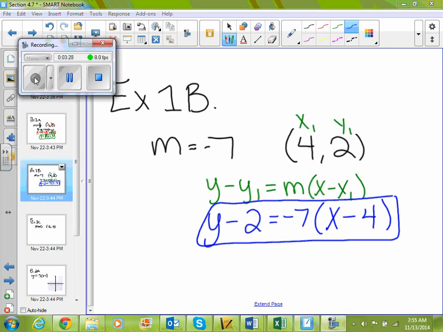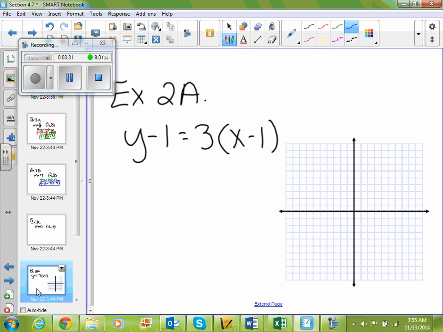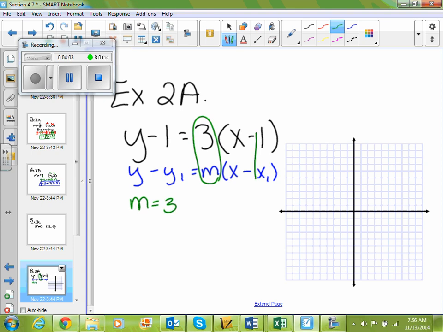The second part of this assignment asks us to graph equations in point-slope form, and so that requires us to think backwards. We're given an equation y minus 1 equals 3 times x minus 1. So it's in point-slope form, y minus y1 equals m times x minus x1. So we know then, based on this equation, that my m is equal to 3. We also know that my x1 is equal to 1, and my y1 is equal to 1. So we're given a slope and a point.